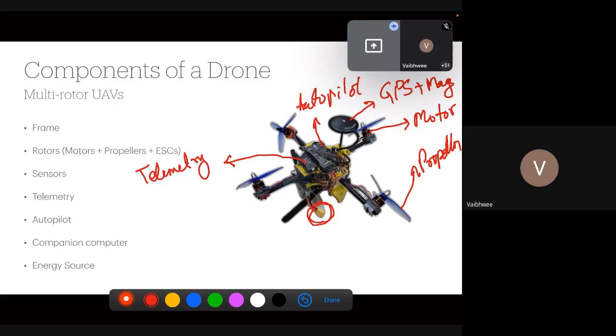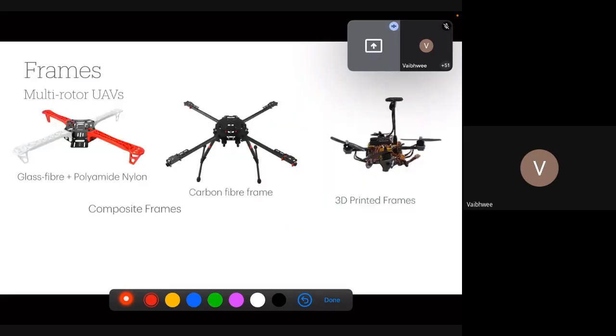The battery goes underneath this particular drone, the way the drone has been done. Okay, so these are the primary components that we'll have. So we'll discuss these components next in detail.